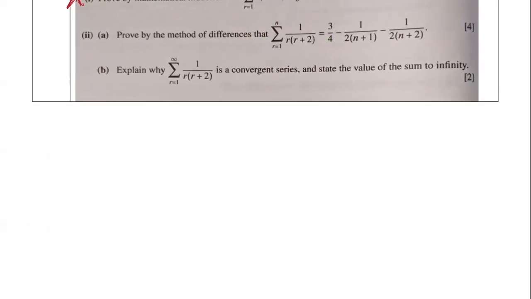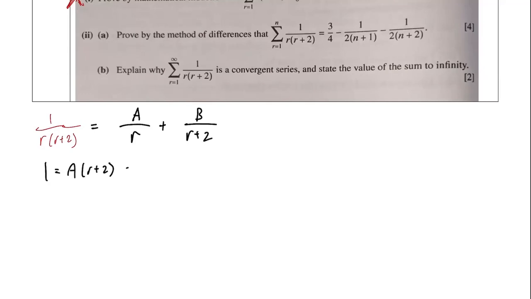So you need to know straight away that 1 over r times r plus 2 is just a fraction that can be decomposed into partial fractions. So a over r plus b over r plus 2. Cross multiply, we get 1 equals a times r plus 2 plus b times r. Okay, so good. So now we can just sub in r with negative 2.